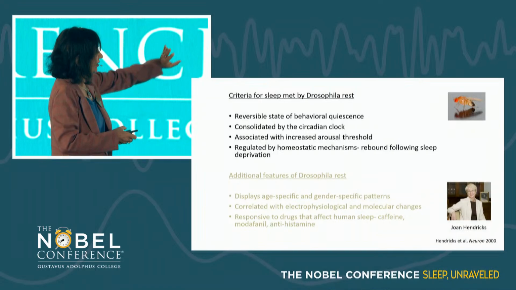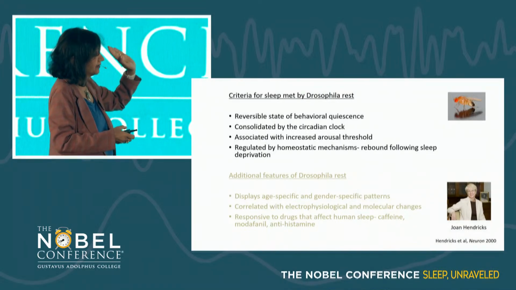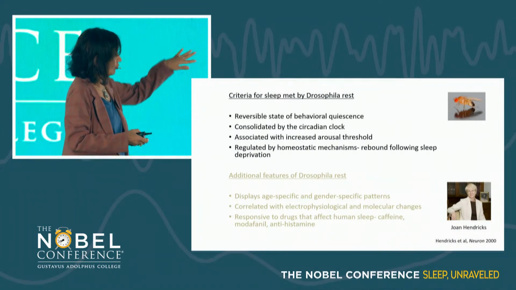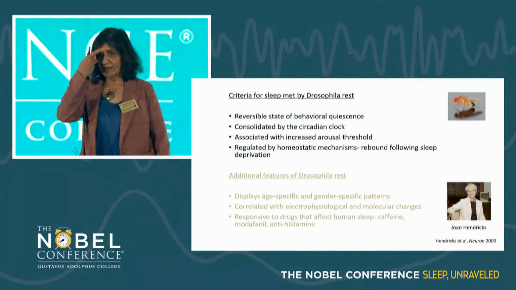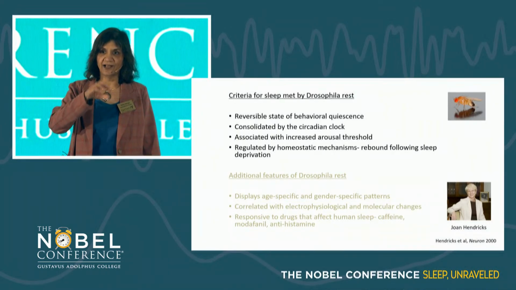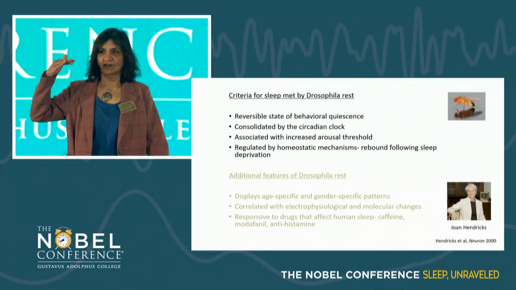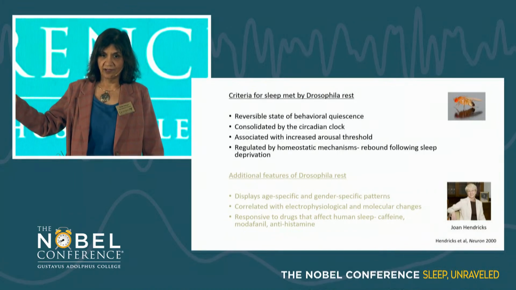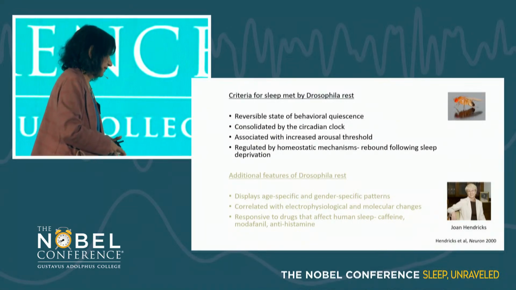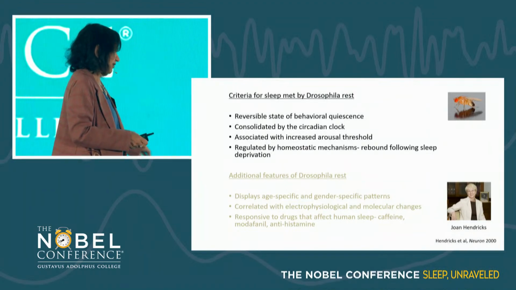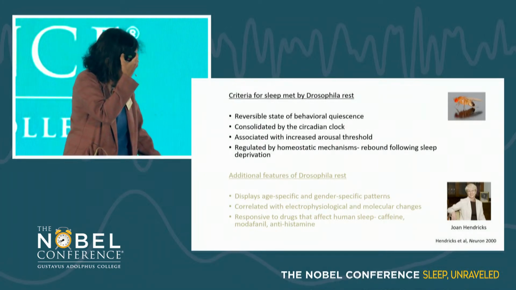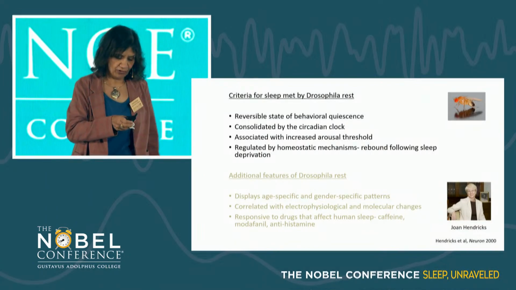And so basically, we already knew it's a reversible state of behavioral quiescence. It's consolidated by the circadian clock. I just showed you about the homeostatic control. And the sleep in flies is associated with an increased arousal threshold. What that means is that when the animals are sleeping, they are less sensitive to sensory stimulation. And that's a hallmark of sleep. You need a stronger stimulus to get the animal to respond. Now, there are other features of sleep that are reminiscent of human sleep. You can just read them here. I won't say them. But those on top are the important ones.